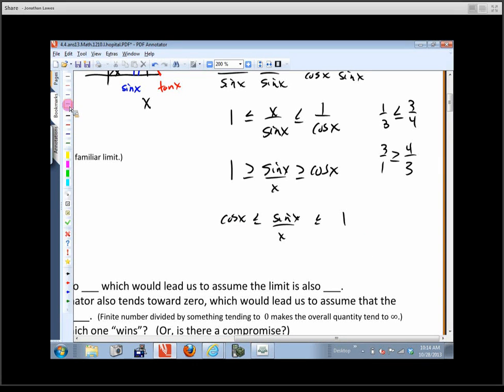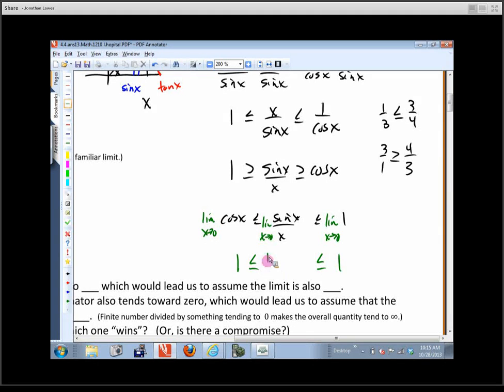Let's come back here and put a limit as x approaches 0 in front of every one of these. And what is the limit as x approaches 0 of cosine x? 1. You can do that by substitution. Okay? Cosine of 0 is 1. So I get a 1 here. I've got a less than or equal. I've got a less than or equal here. There's not even a variable here, so that's a 1.